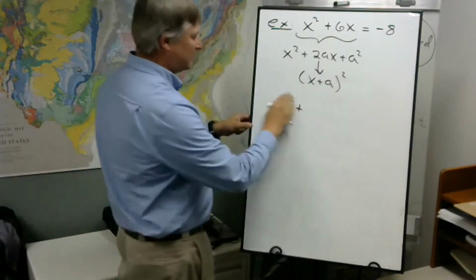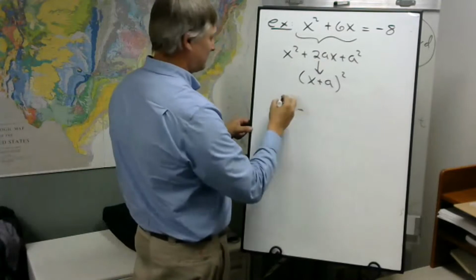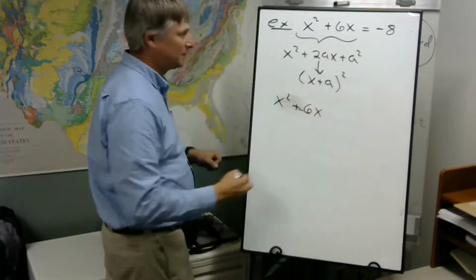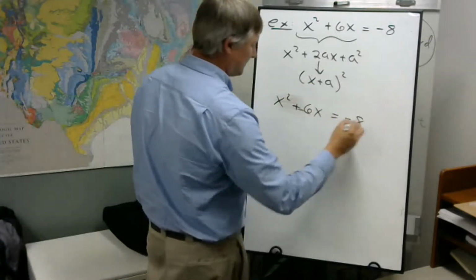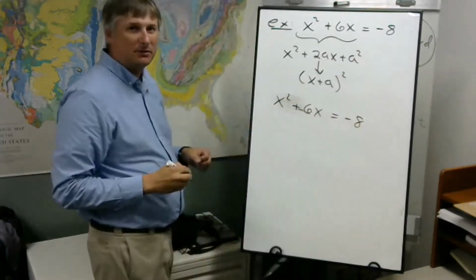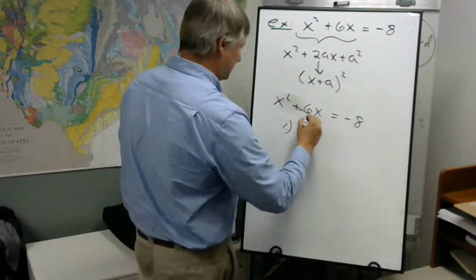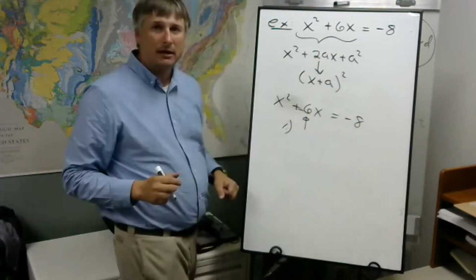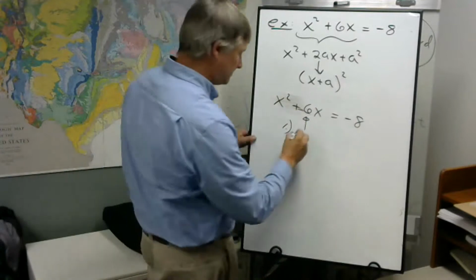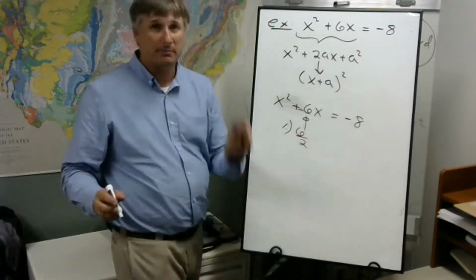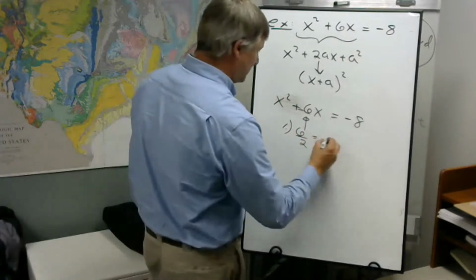We could take the 6, rewrite our problem. I'm going to focus on this. Let's take the 6 and we divide it by 2. So the first step, take the number attached to the x, divide by 2. So it's going to be 6 divided by 2, and we always divide by 2. We get 3.